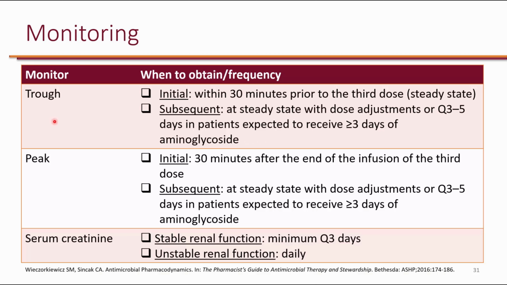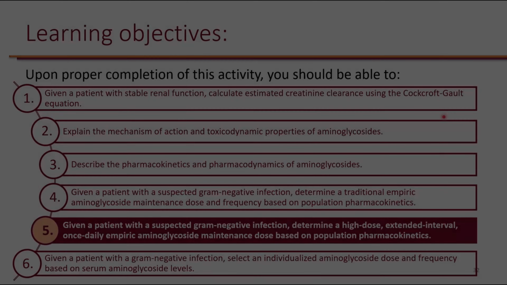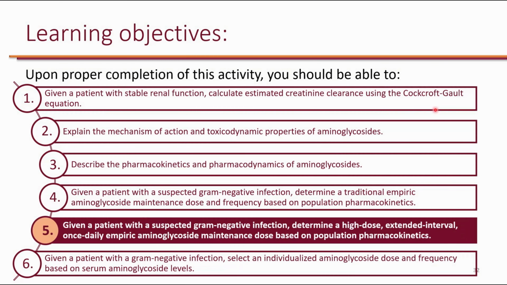Trough monitoring is for safety, and we do peak monitoring for efficacy. So the peak you want to do at least 30 minutes after the end of the infusion to allow distribution to the tissues. And of course, it's also important to monitor serum creatinine due to nephrotoxicity of aminoglycoside. So in stable renal function, at minimum every 3 days. In someone with unstable renal function, you want to monitor daily. We use Cockcroft-Gault equation for creatinine clearance.